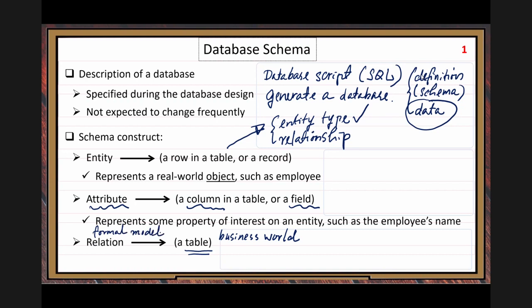Formal model. So remember I mentioned that academic project. Researchers create this academic project, relational databases. In that academic project, we call a table a relation. In the business world, most people do not call it a relation. Sometimes they may mention the relation, but usually people use table.